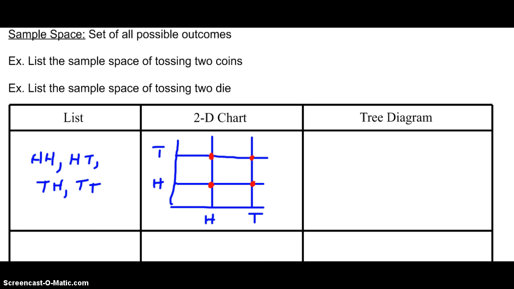You probably have seen a tree diagram before, and in a tree diagram you list your options for your first item. So we could have a heads or we could have tails, and then you show the possible outcomes from there. So after heads you could have tails or you could have heads again. After tails, you could have heads or you could have tails. So here is how we represent a tree diagram.